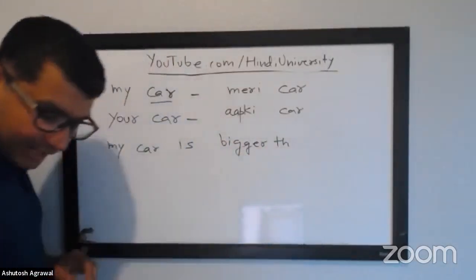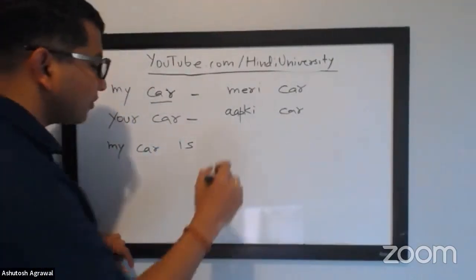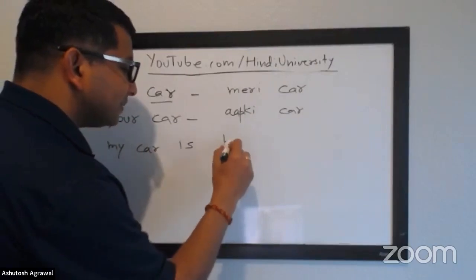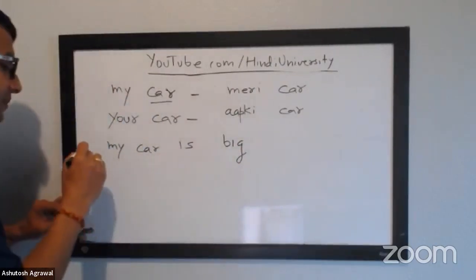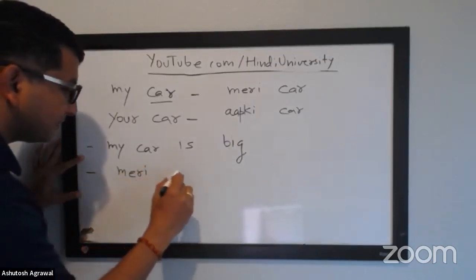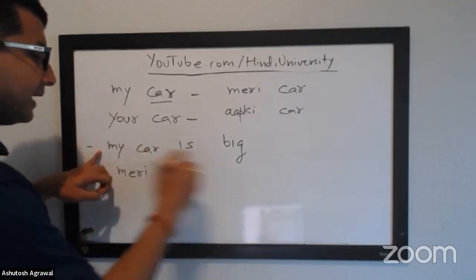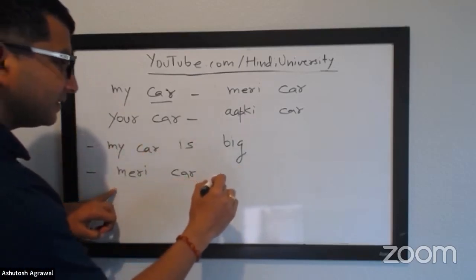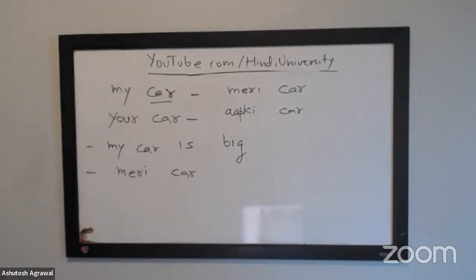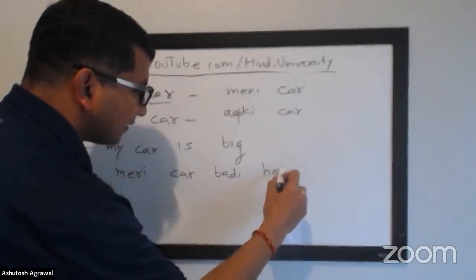Right now we'll start with this. Let's not do the comparative. Let's say you want to start with my car is big. Elizabeth ji, how will you say that? My car is big. Meri car lambi hai. First, let's just do it without the comparison. Meri car lambi hai, or you can say मेरी कार बड़ी है. I'm just going to say बड़ी. It's the same thing. मेरी कार बड़ी है.